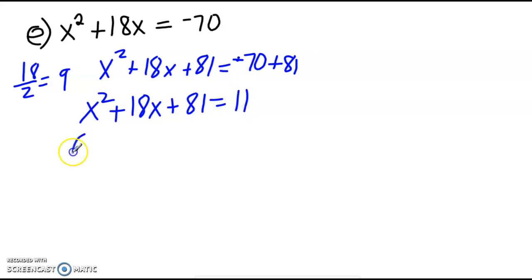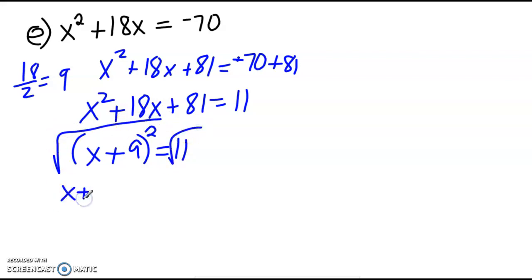And then this factors nicely into x plus 9. That's why we do what we do up here, so that it will factor into that. Then we get the quantity of x plus 9 squared equals 11. Then we square root both sides.